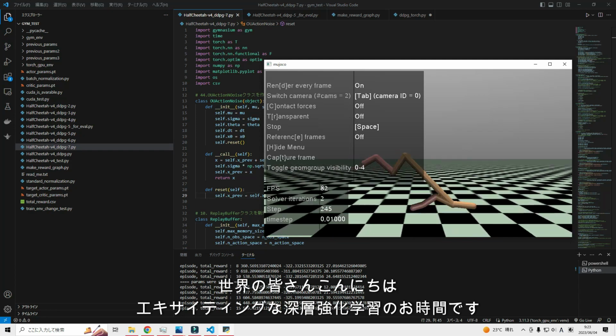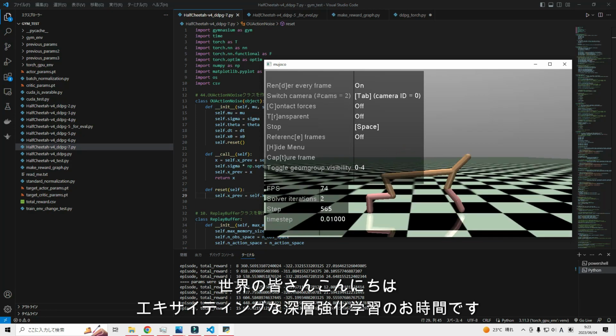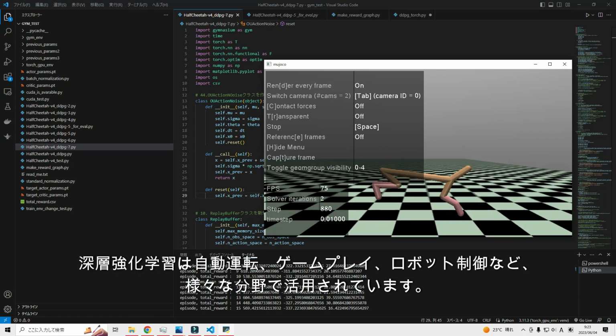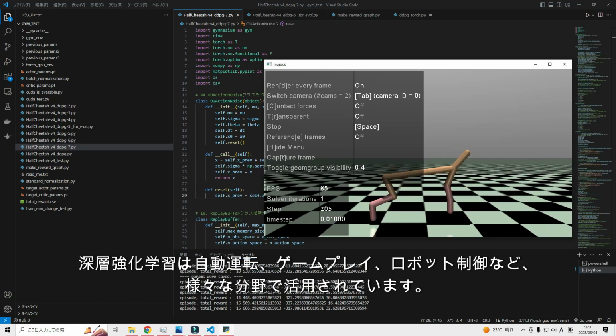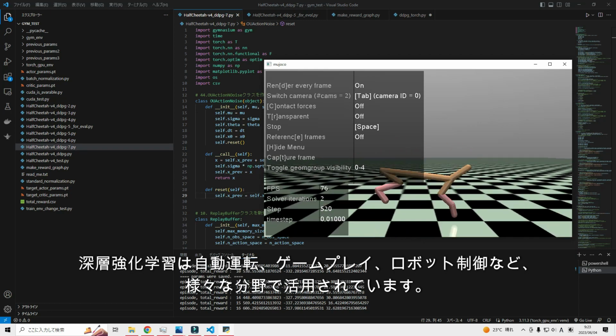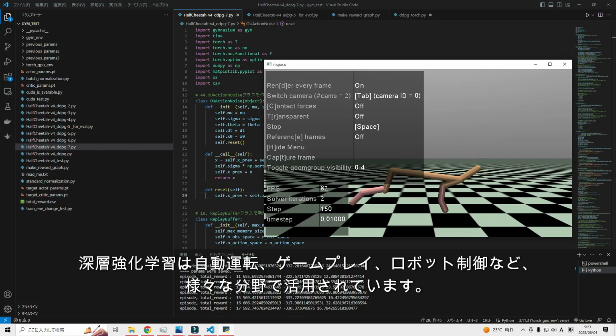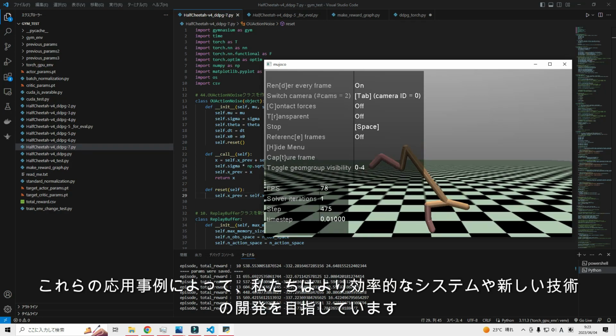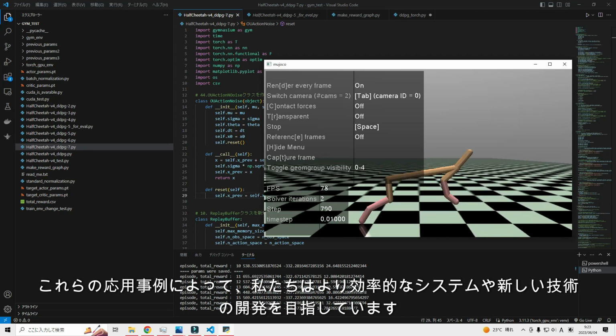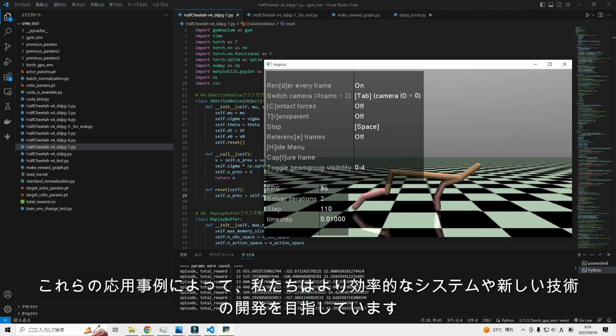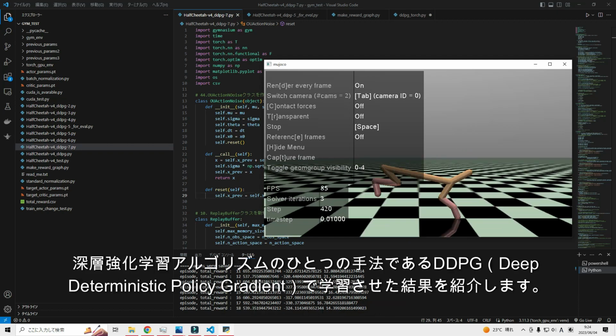Welcome to an exciting showcase of deep reinforcement learning. Deep reinforcement learning is revolutionizing various fields, including automated driving, game playing, and robot control. Through these applications, we strive to develop more efficient systems and cutting-edge technologies.